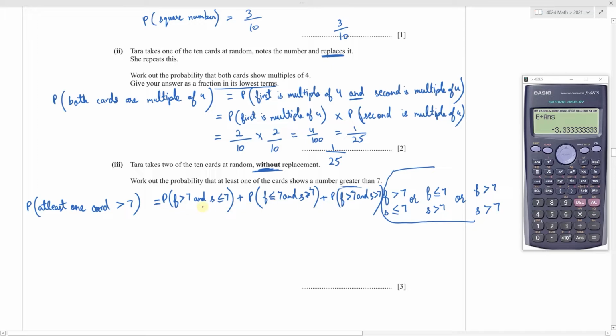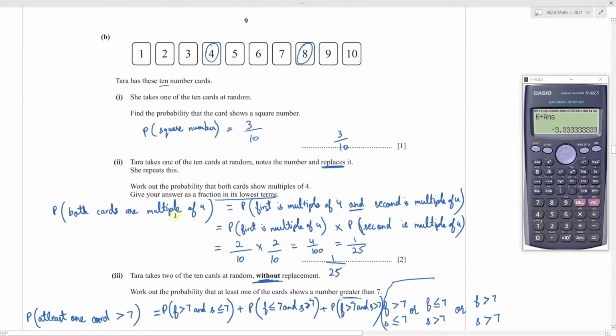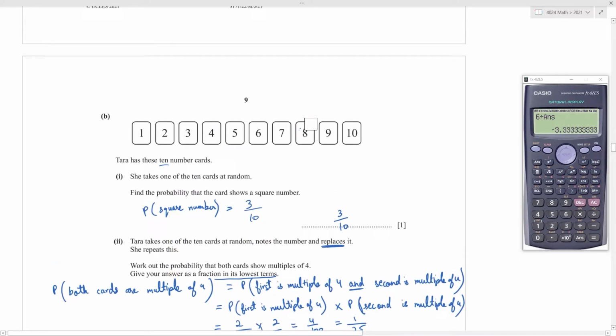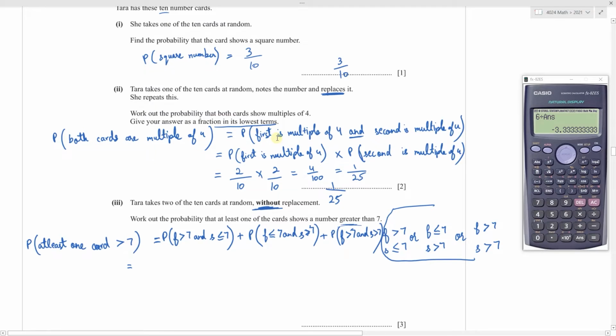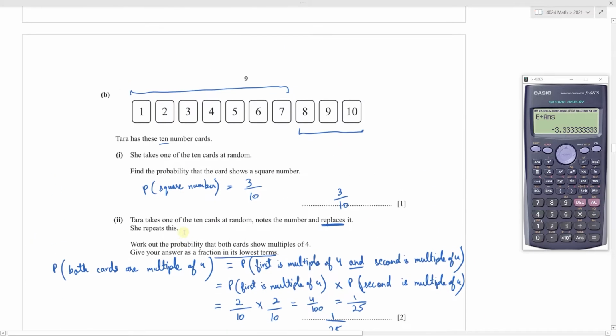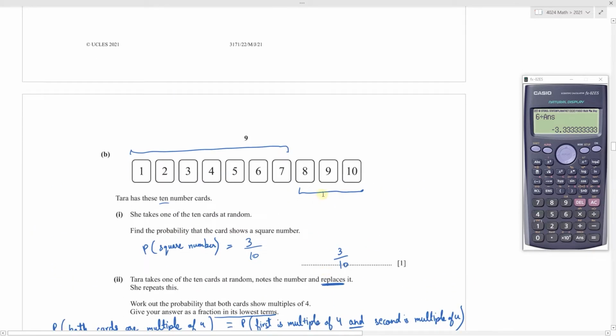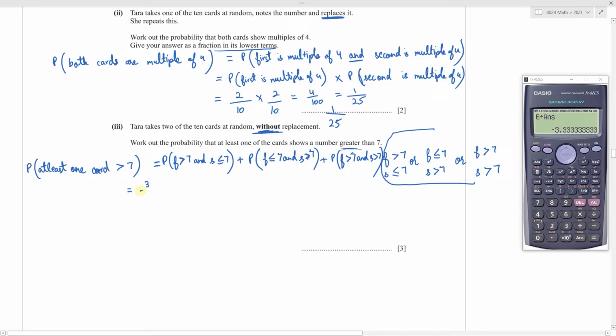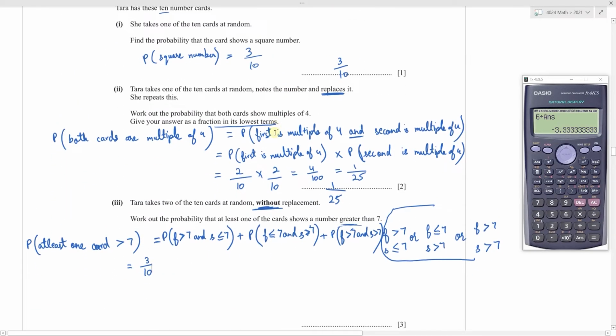So these are the three probabilities that you will add up to find your answer. So now, how many numbers are greater than 7? You have three numbers that are greater than 7 and seven numbers that are less than or equal to 7. So when you're picking the first card, what is the probability that the first card is greater than 7? 3 over 10, because you have 3 that are greater than 7 out of the total 10. And now this is without replacement. So that means if you have picked the first card, it's not going back into the deck.